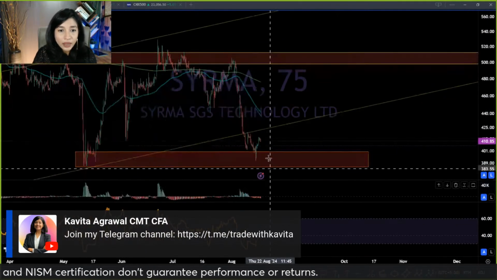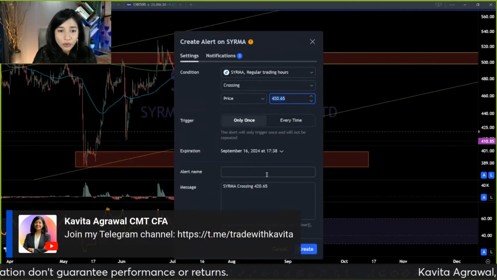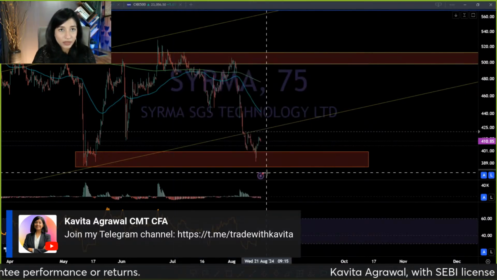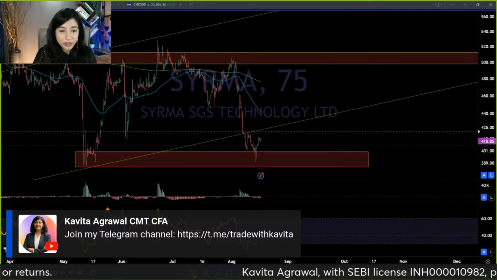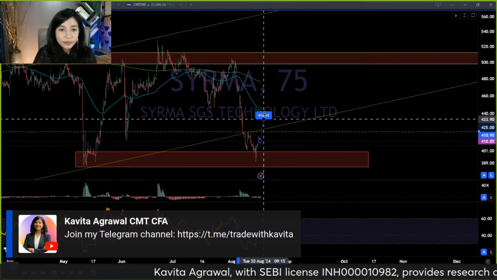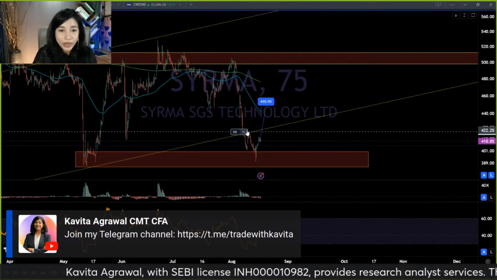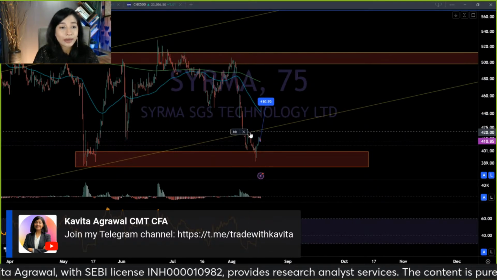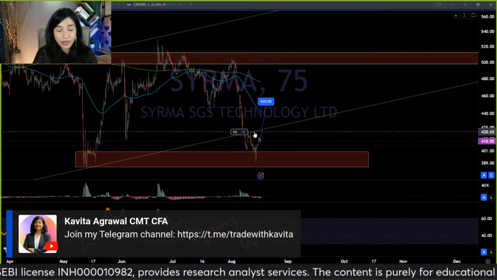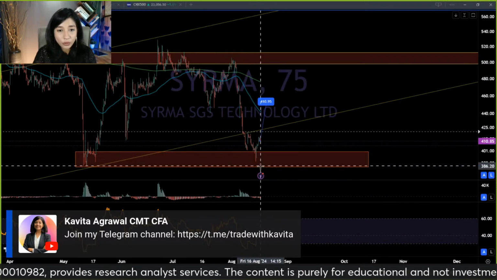Good, fine. I think I would like to wait for the stock to stabilize above the level of 420 rupees here, right? This is where I would want the stock to create at least one higher high above the level of 420 rupees.